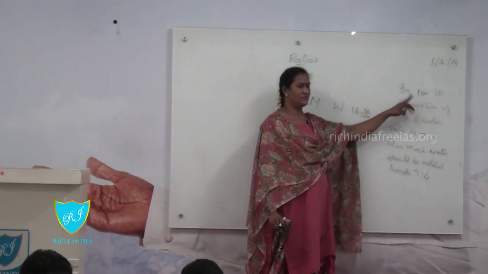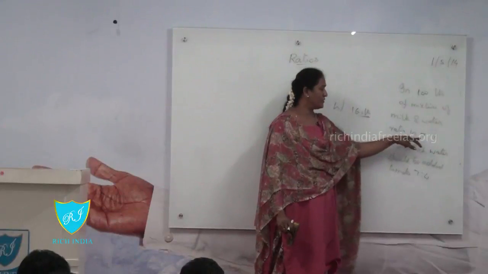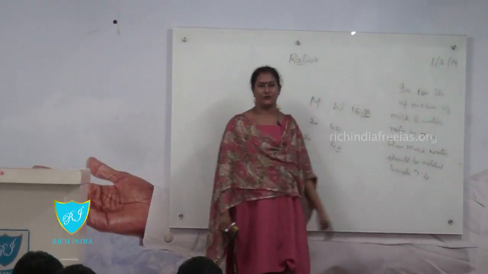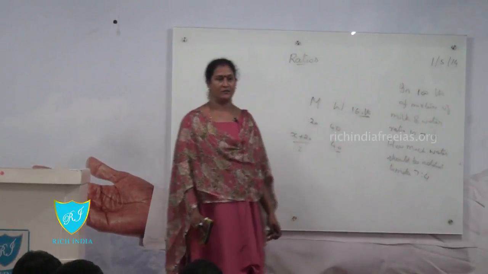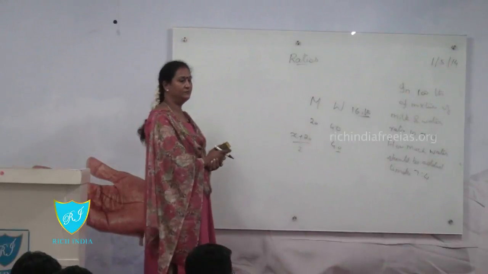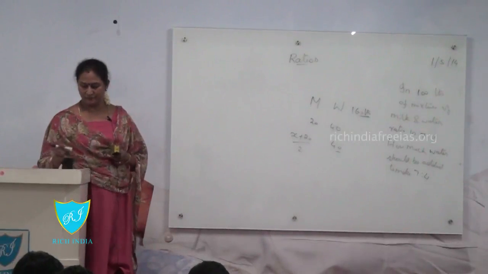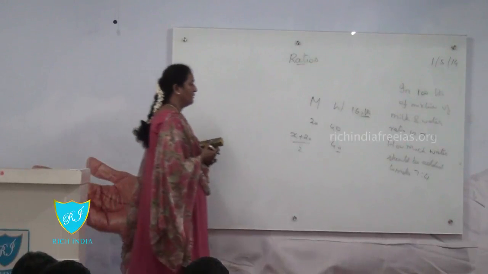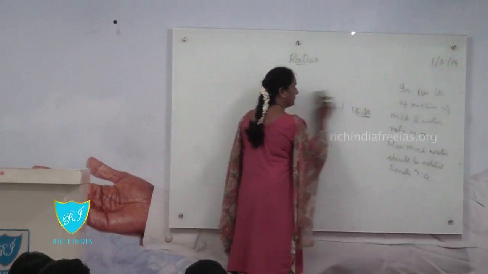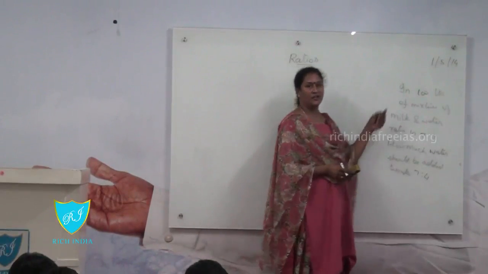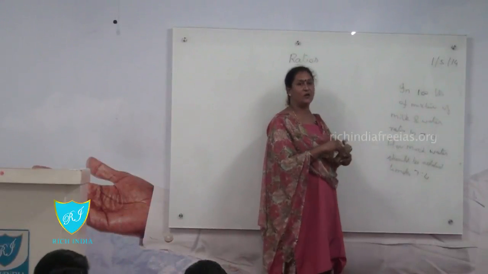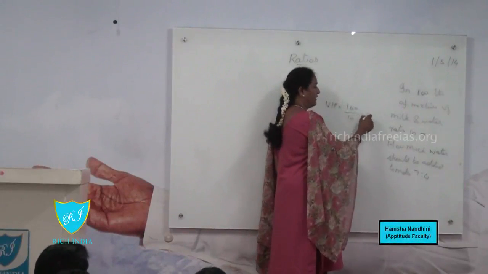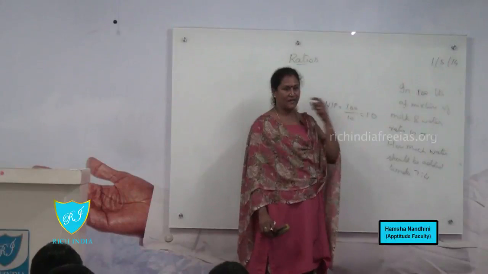Say in 100 liters of mixture, the milk and water ratio is 7:3. How much water should be added to make 7:4? So in 100 liters, 7:3, what will be the value of 1 part? 100 by 10, so 10. So how much water should be added?